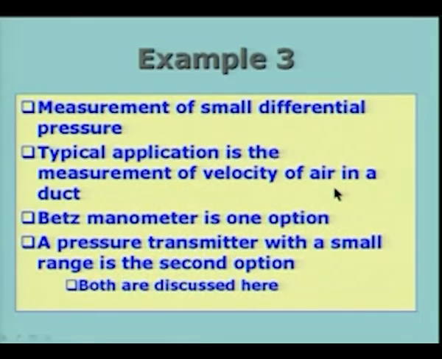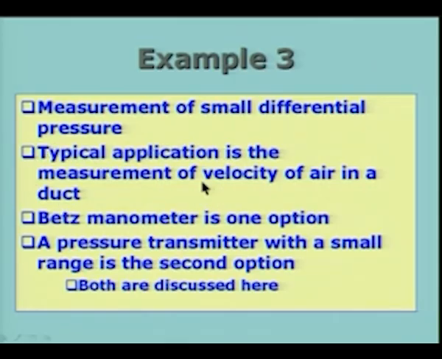When you want to measure very small pressure differences, there are several options, and I have only given 2 options here. One is I can use a mechanical arrangement, which is simply a manometer, called a Betz manometer. This is one option. Otherwise, I can use a pressure transmitter with a small range.